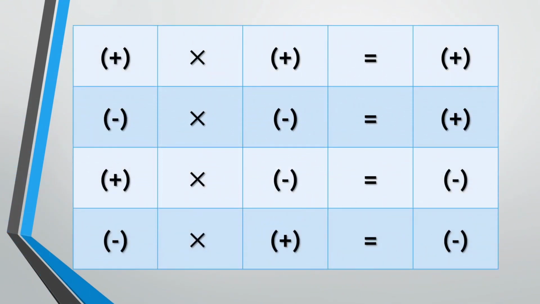As you can see in the next slide, a positive number multiplied by a positive number will give you a positive number. A negative number multiplied by a negative number gives you a positive number. A positive number multiplied by a negative number gives you a negative number, and a negative number multiplied by a positive number gives you a negative number. One short method is, when the signs of the numbers are the same, we add, and when the signs of the numbers are different, we subtract.